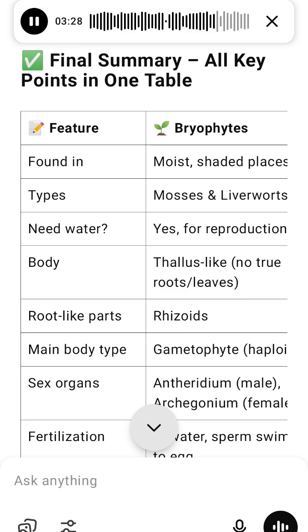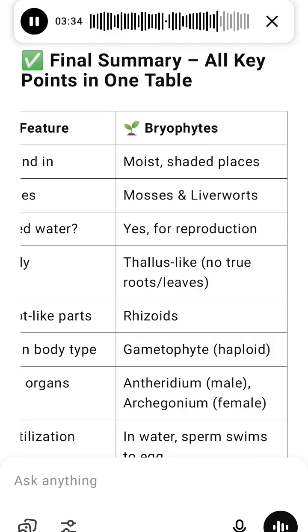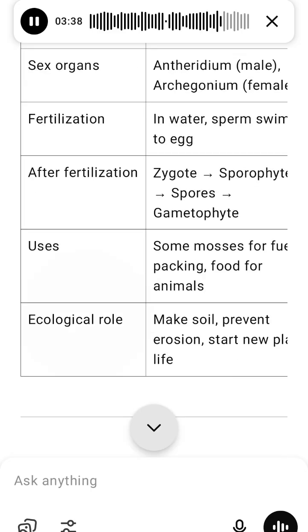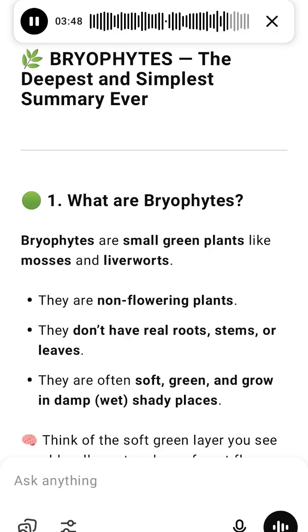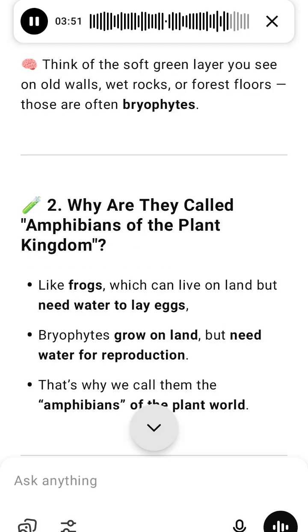4. Extra memory tricks. Super easy mnemonic: BIG FAT SPONGE. Each letter helps you remember. B equals bryophyte. I equals in moist, shady areas. G equals gametophyte is the main body. F equals fertilization needs water. A equals archegonium and antheridium. T equals tiny roots called rhizoids. S equals sporophyte grows on gametophyte. P equals peat from sphagnum. O equals oogamous reproduction, egg plus sperm. N equals no true roots, stems, or leaves. G equals gametophyte, gametes, zygote, spores.